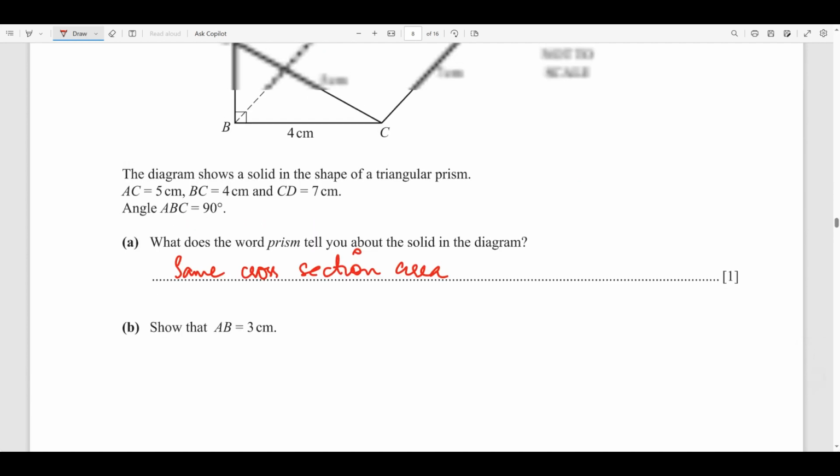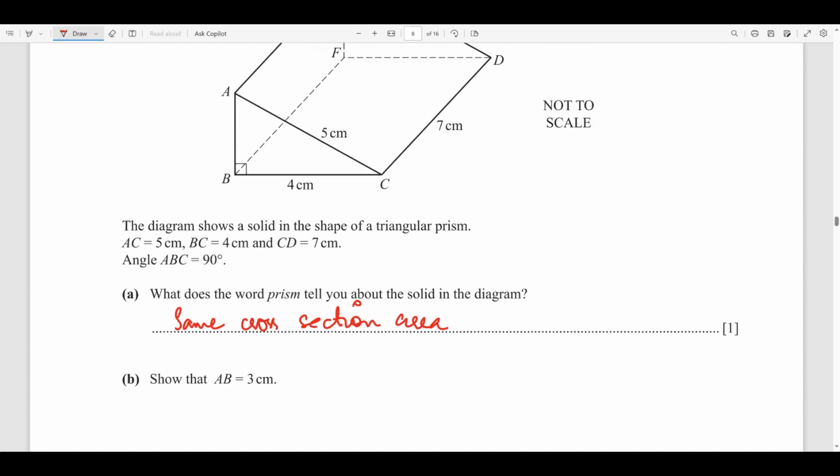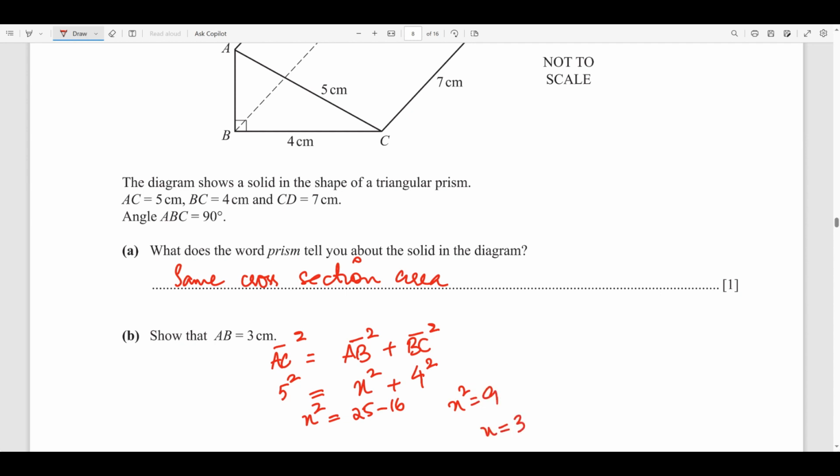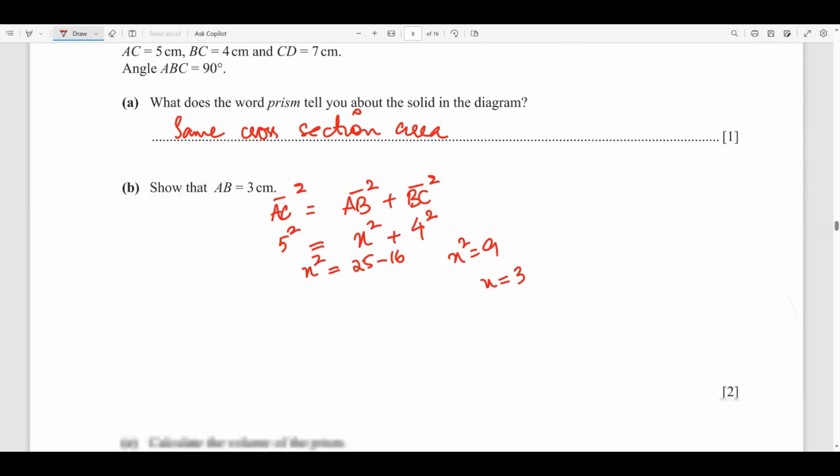Okay, show that AB is 3. So AB is 3 by Pythagoras theorem. AC squared is equal to AB squared plus BC squared. So AC is 5 squared, AB is unknown, and BC is 4. So 25 minus 16 is 9 and x is 3. So we have shown it.